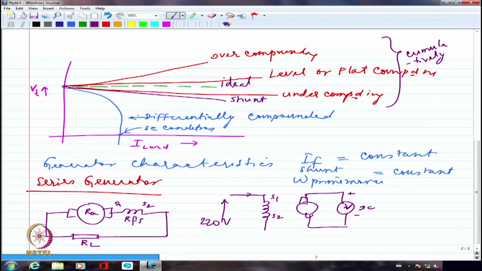So if I just apply 220 volts to the series field winding, there is nothing to limit the current properly. So I have to necessarily include an external resistance. Unless I include an external resistance, the series field is going to draw an enormously large current. Very, very large current. So it is definitely not a viable option to connect a 220 volt supply directly across the series field. So I necessarily need to connect an external resistance.